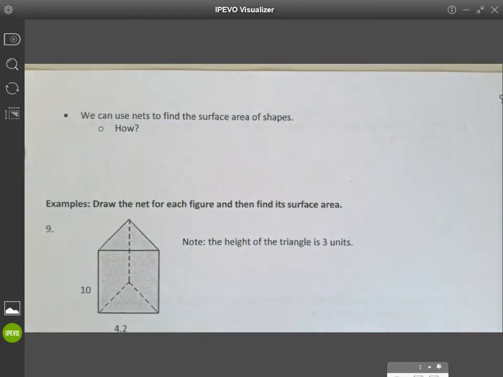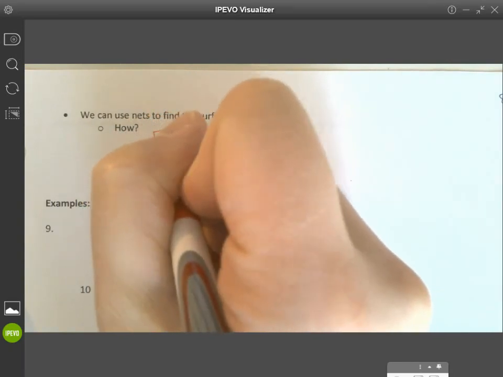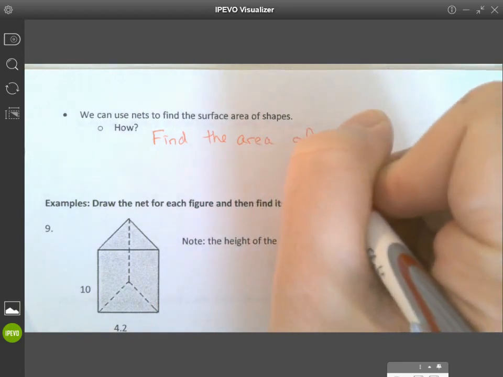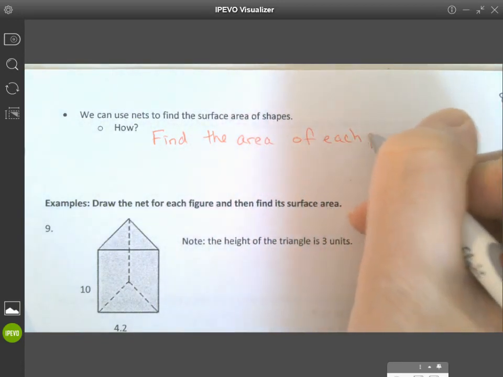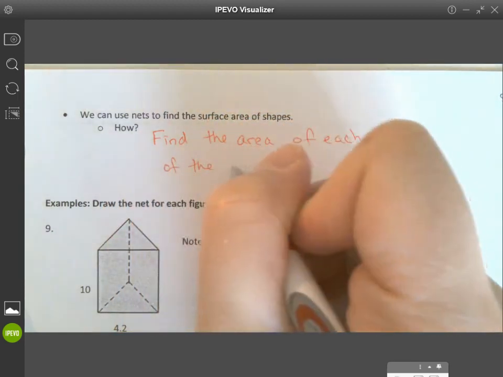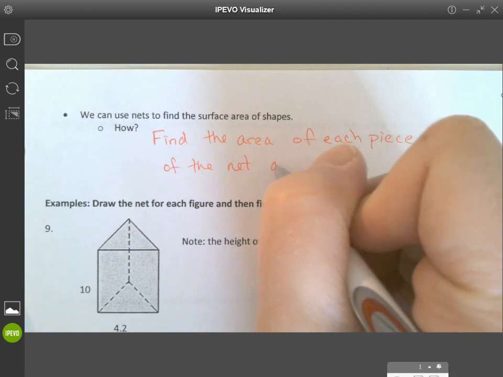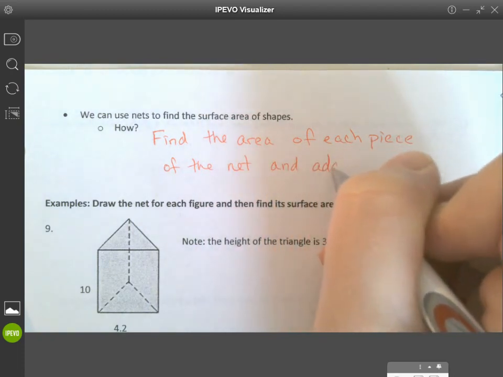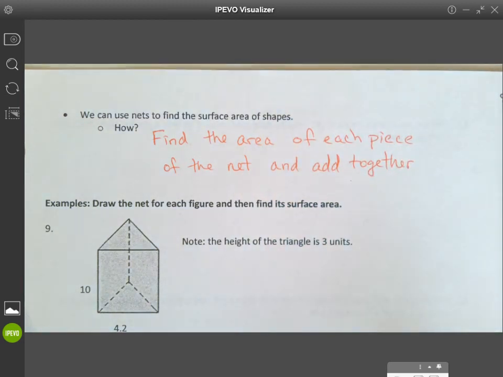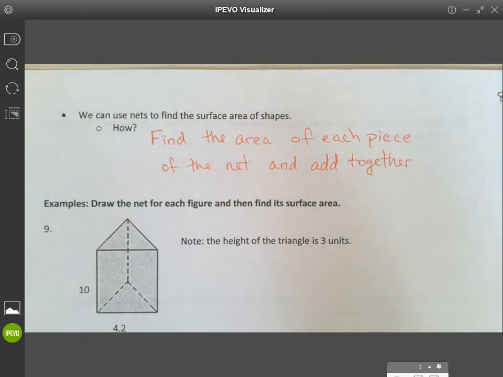All right, so we can use nets to find the surface area of a shape. So here's what we're going to do. How do we do that? We are going to find the area of each piece, each side of the net, and we'd add it together. I'll give you a second to catch up. We're going to find the area of each piece of the net, and then we're going to add it together. So the first thing we have to do is understand how to draw our net.